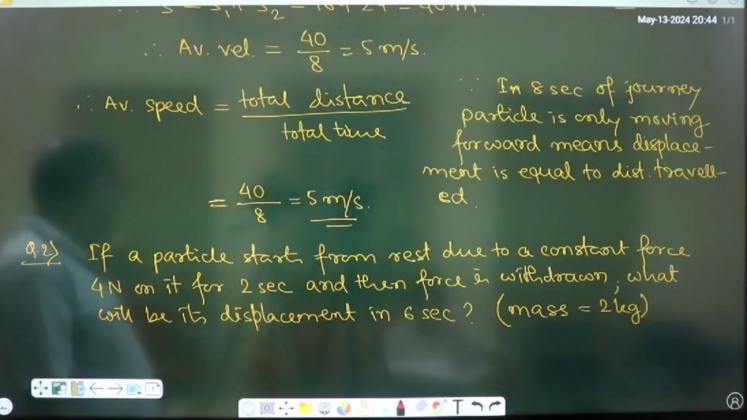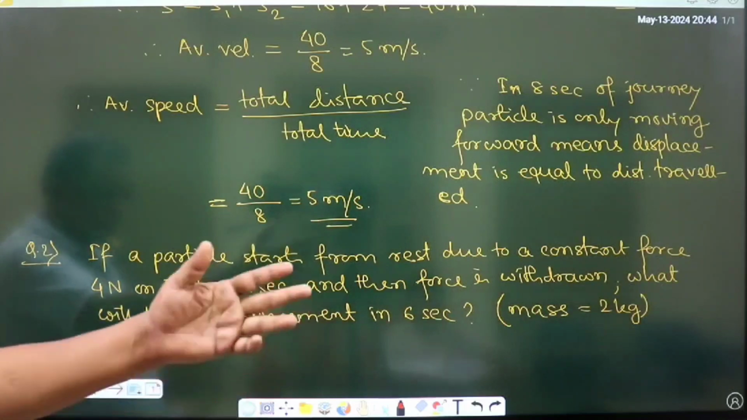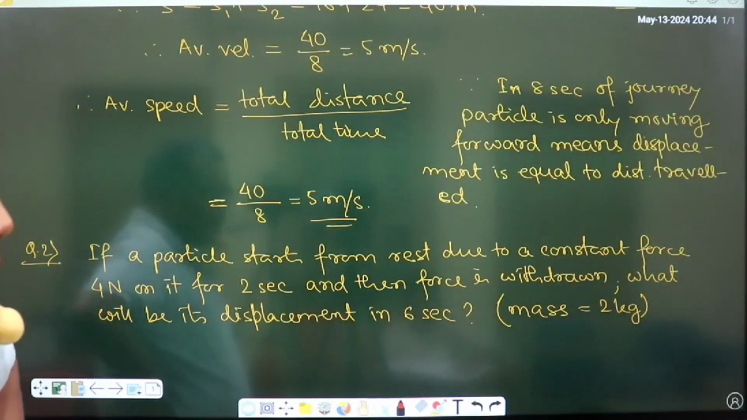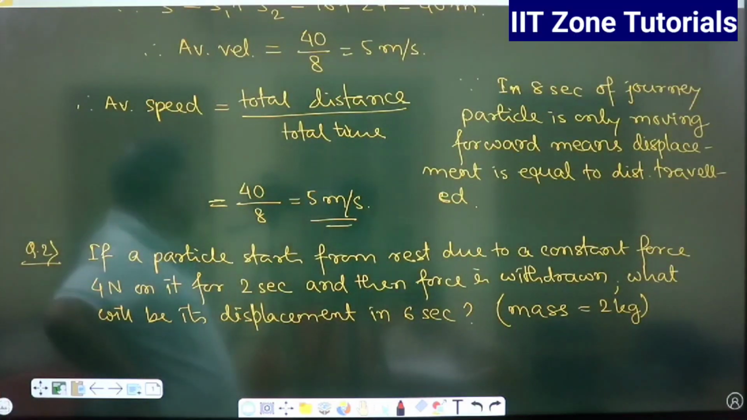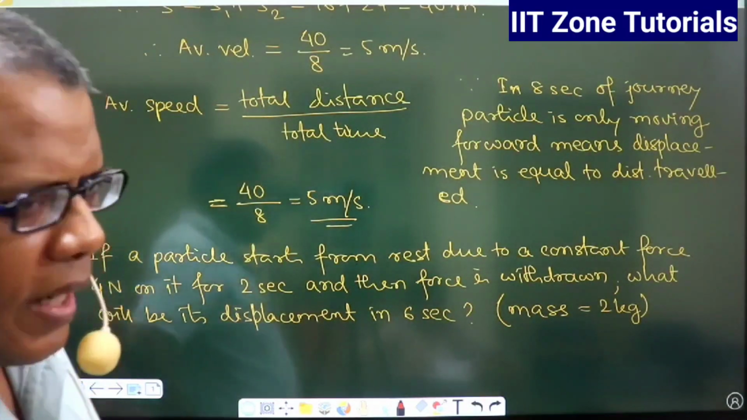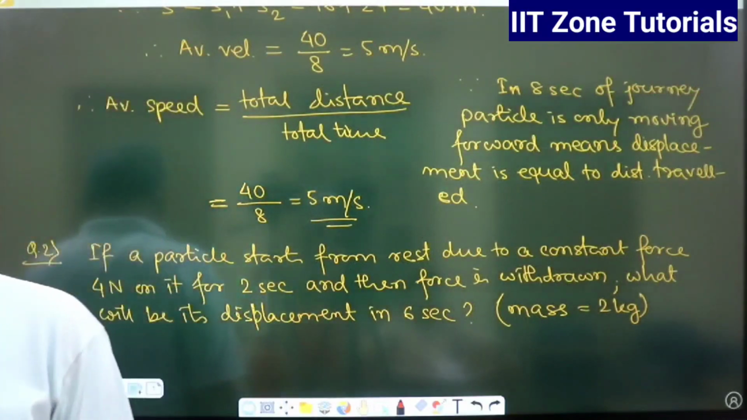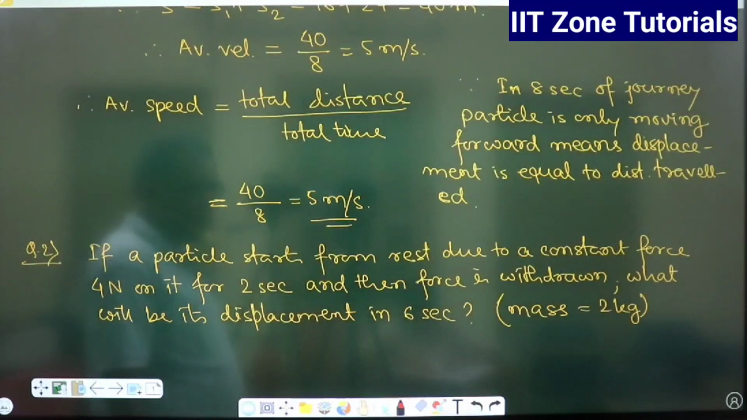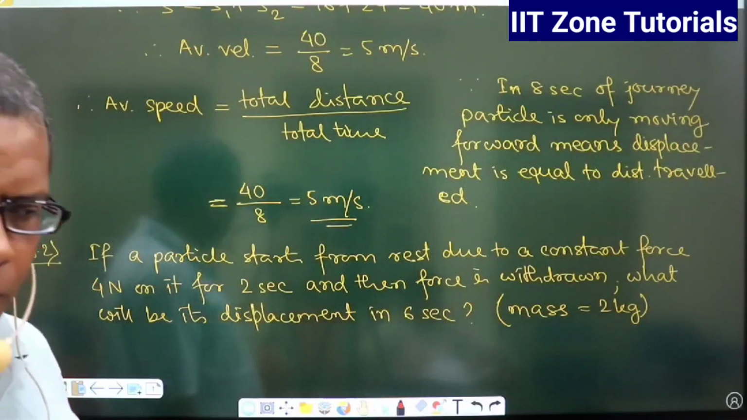I have mentioned that a particle of mass, suppose 2 kg, starts from rest. Even though it is initially at rest, it can start moving due to a constant force of 4 Newton that acts on it for 2 seconds. So the given force of 4 Newton acts on the particle for 2 seconds, and after t equal to 2 seconds, this applied force is withdrawn. That means after 2 seconds, no force is available on the mass.